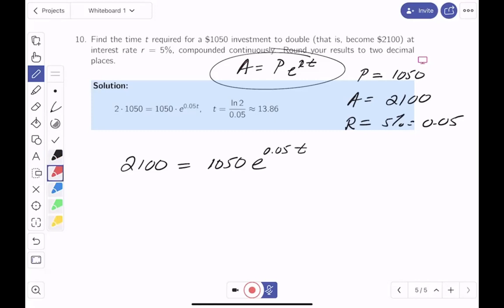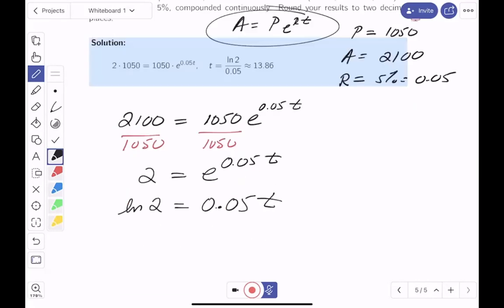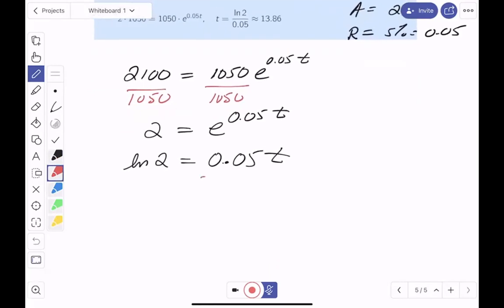I've got to solve for t now, right? Divide both sides by 1050. Relatively simple. Don't need to calculate for that. That would be 2 equals e to the 0.05 t. I'm going to rewrite this as a log, or take the log of both sides. What do you get? ln 2 equals 0.05 t. And now what I'm going to do, I'm going to divide both sides by 0.05.